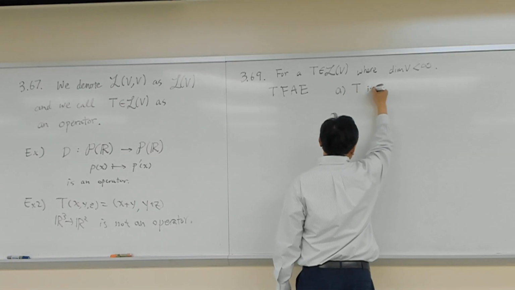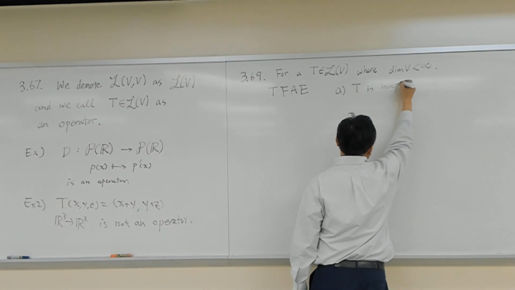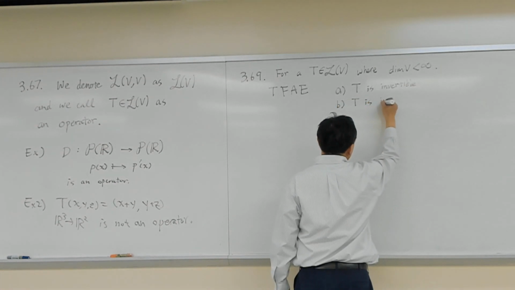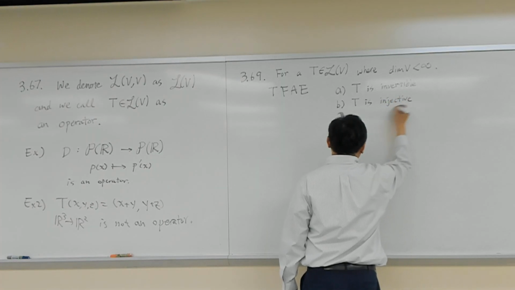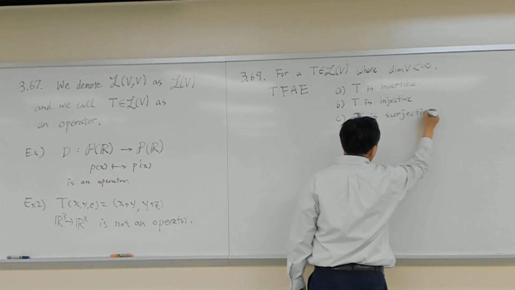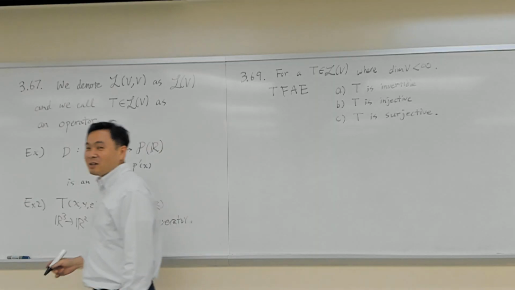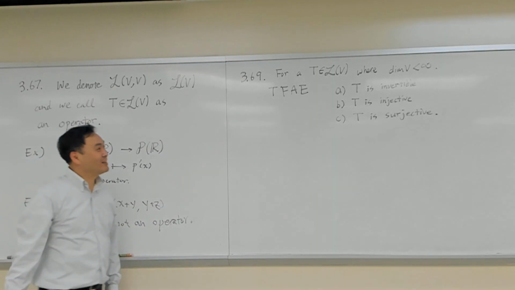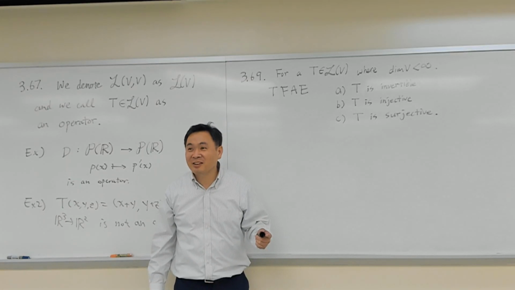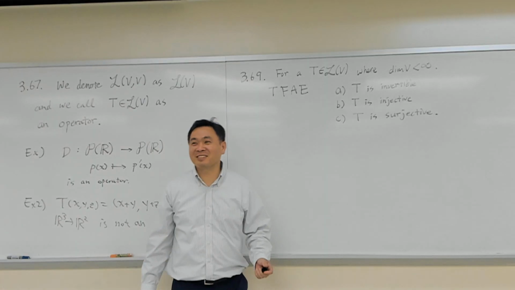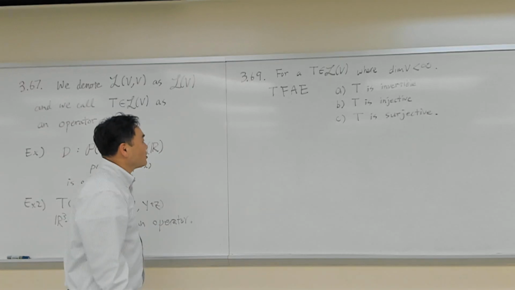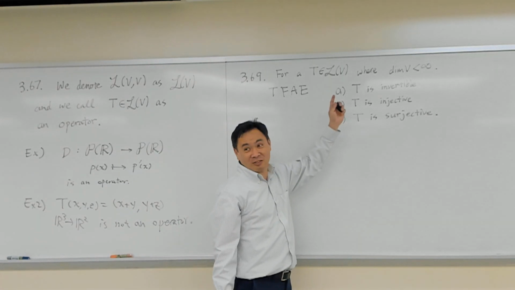A, T is invertible. B, T is injective. C, T is surjective. So what does TFAE mean? The following are equivalent. Yeah, the following are equivalent. So any one of these implies the other.